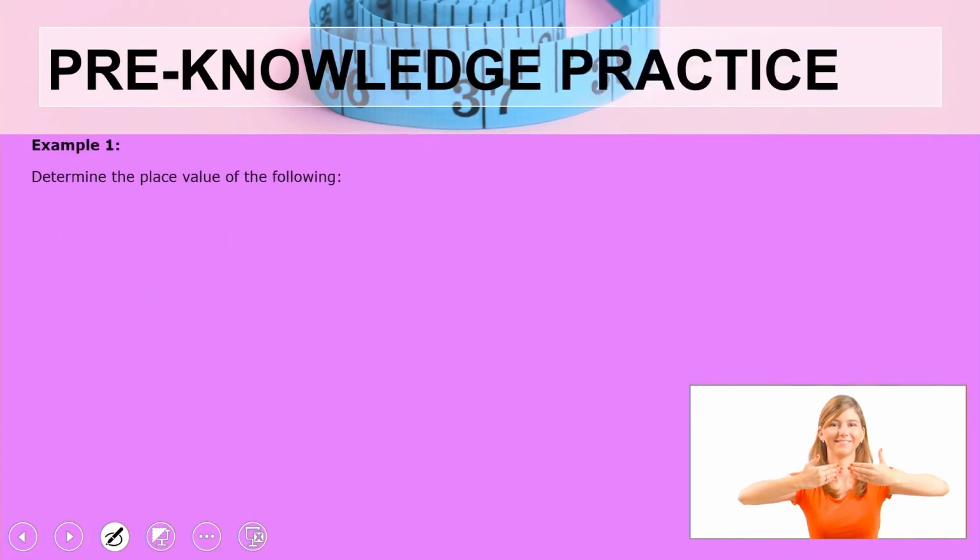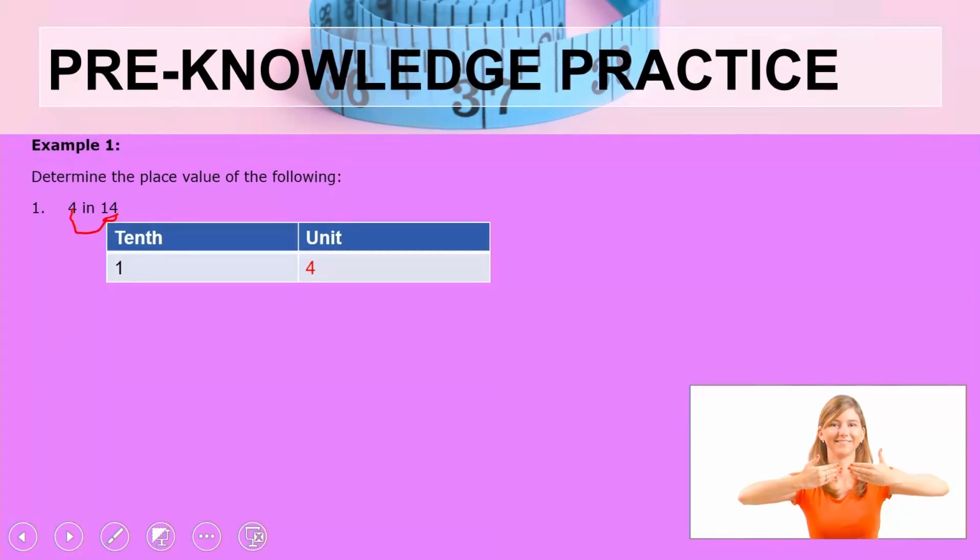So let us just do a little bit of practice just to recap on what you did in the lower grades. The first example: determine the place value of the following number, 4 in 14. So what we need to determine is the place value of 4 in the number 14. What is key is for you to be able to identify 14 as a number with 2 digits.